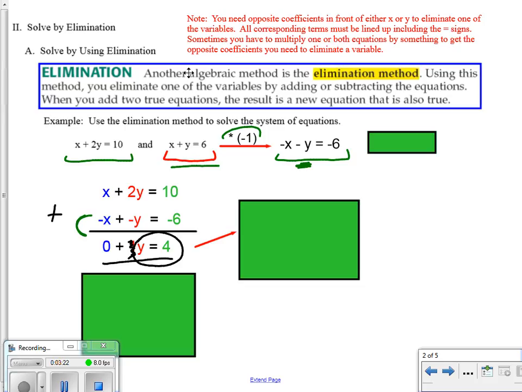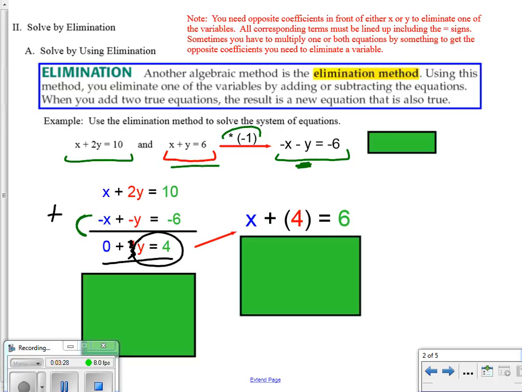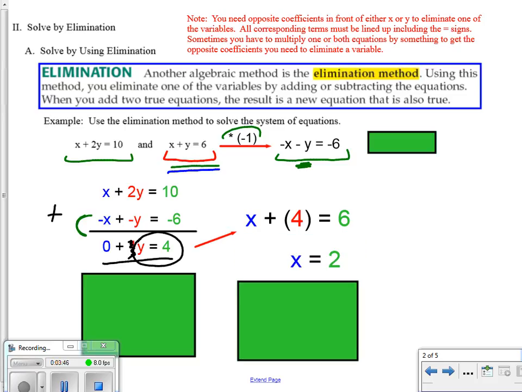Again, now that we know that one of our variables, the y variable, has to be 4, we just plug it into one of our equations. Again, I'm using this second one, x plus y equals 6. Well, if y is 4, then that means x plus 4 equals 6. Again, I just plugged that piece that I knew back into the original. From there, I can subtract 4 from both sides and just say that x equals 2. So I have the x and the y value where these two lines will cross. So we'd say my solution is 2, 4.